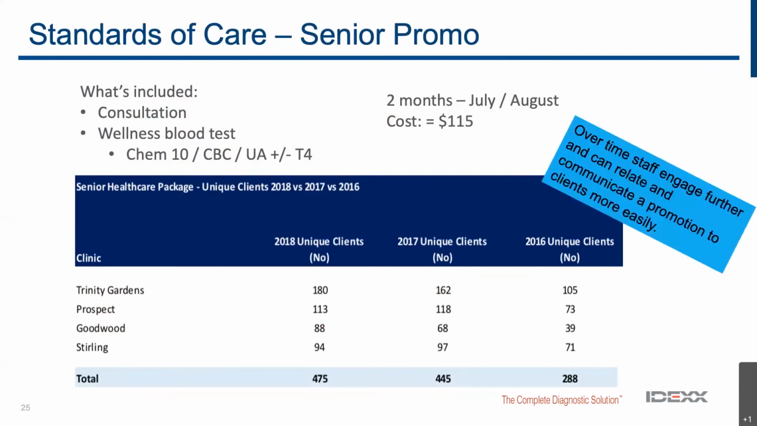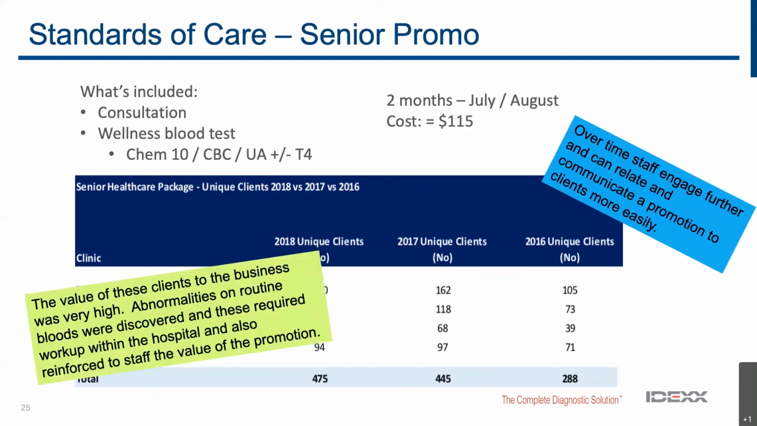Over time, the staff engage further. They can relate and communicate the promotion to the clients more easily. They're just aware of it. Okay, we're coming back to the senior promo. If you start repeating these promotions and repeating these standards of care, it becomes much easier for the team to actually talk about them. They're not trying to sell them. They're actually just providing clients with the information that's going to ensure that the clients they see have the best possible outcome. The value of these clients to the business was very high.